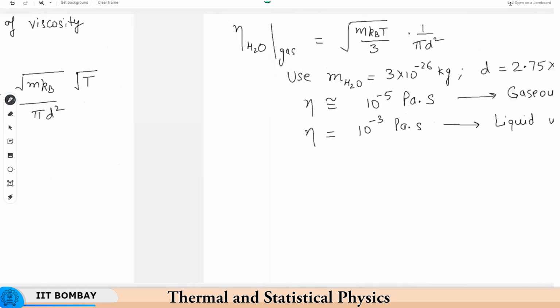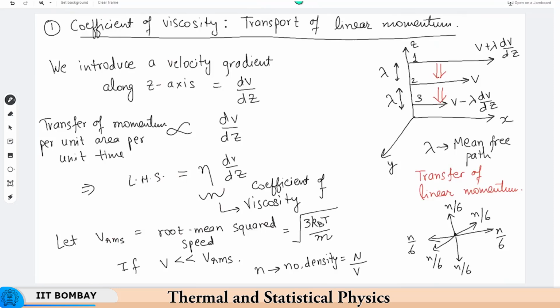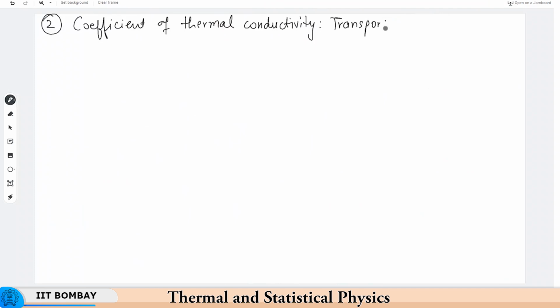This is basically, like I said here, the transport of linear momentum. Now we have the transport of energy, and as you know, transport of energy is nothing but heat. So, if you have heat transfer in the system, that leads to what is known as the thermal conductivity coefficient, which is a property of a gas.